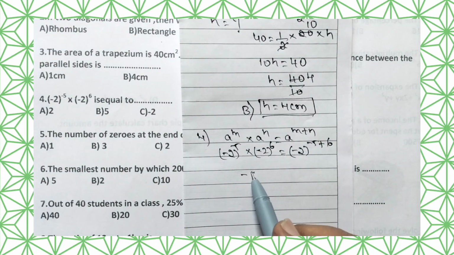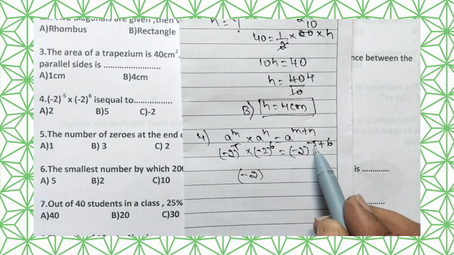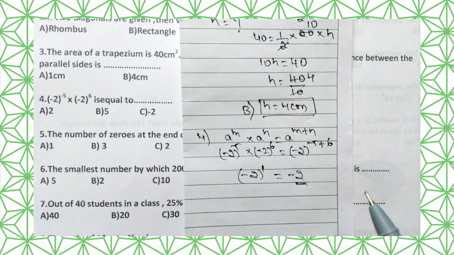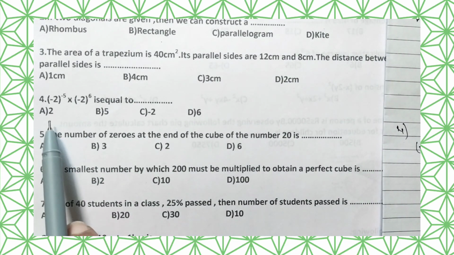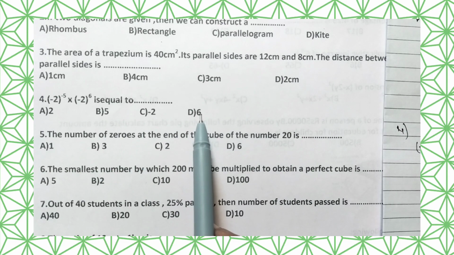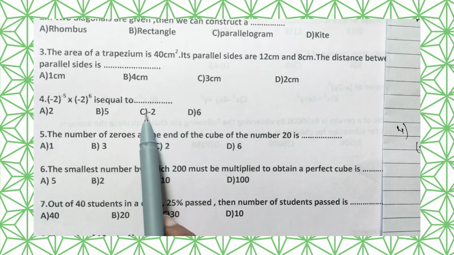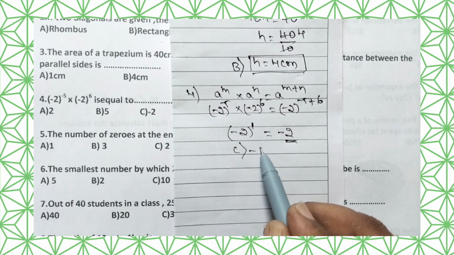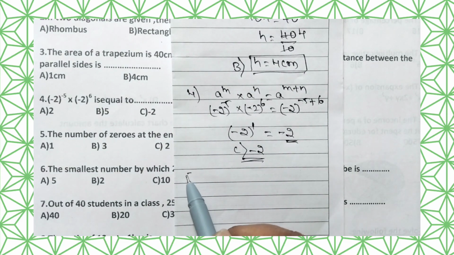So it is equal to minus 2 to the power of minus 5 plus 6, which is 1, minus 2 to the power of 1, which is minus 2. So among these 4 options, the right answer is option C, minus 2. So for the fourth question, option C, minus 2 is the right answer.